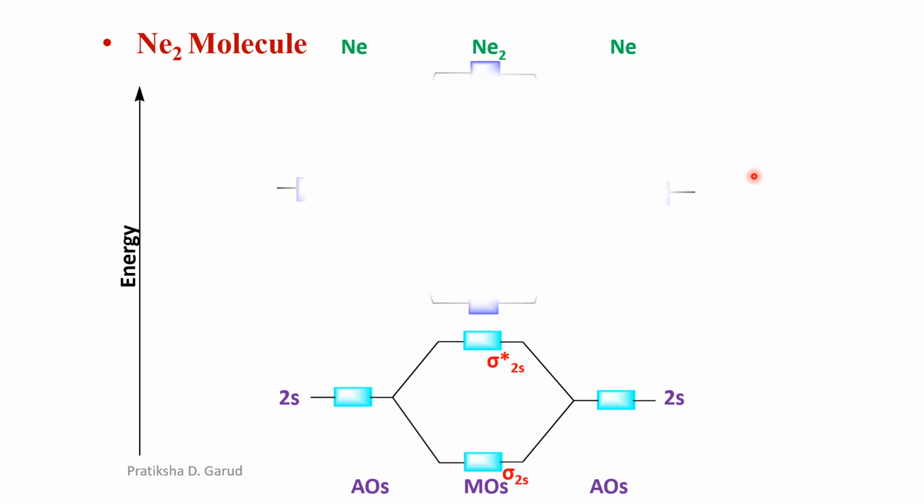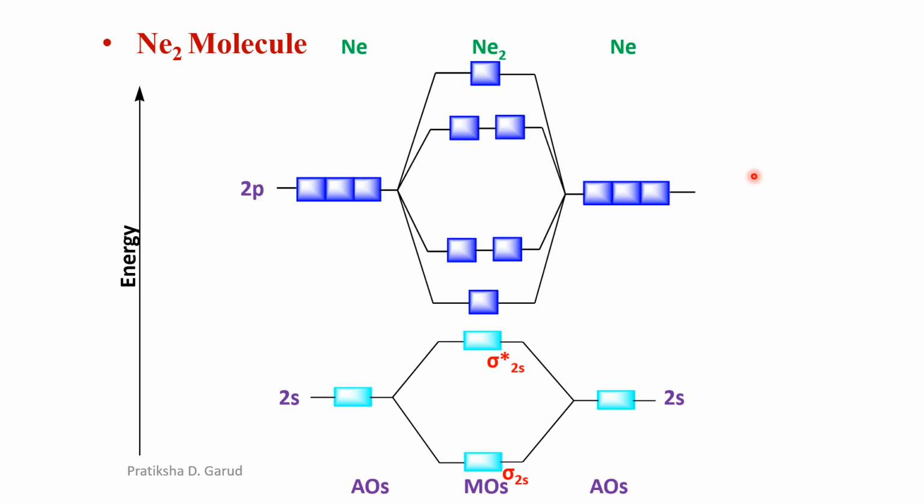Then the second MO energy level diagram is for the 2p of the first neon and the 2p of the second neon. There are 6 atomic orbitals, therefore 6 molecular orbitals. The lower 3 are bonding, the upper 3 are anti-bonding. First we have sigma 2px, then degenerate pi 2py and pi 2pz, again degenerate pi asterisk 2py and pi asterisk 2pz, and finally sigma asterisk 2px. So this is the MO energy level diagram in which there is no interaction between the s and the p atomic orbitals. Then the filling of electrons.